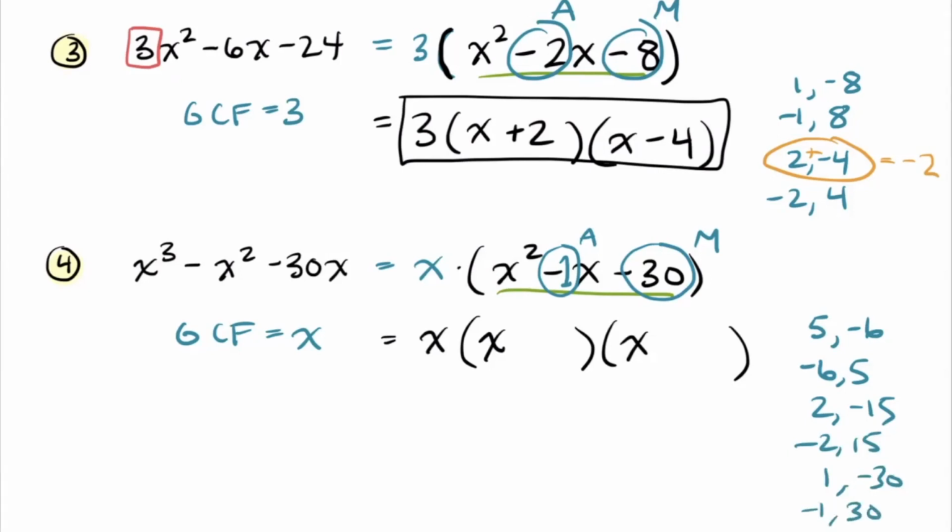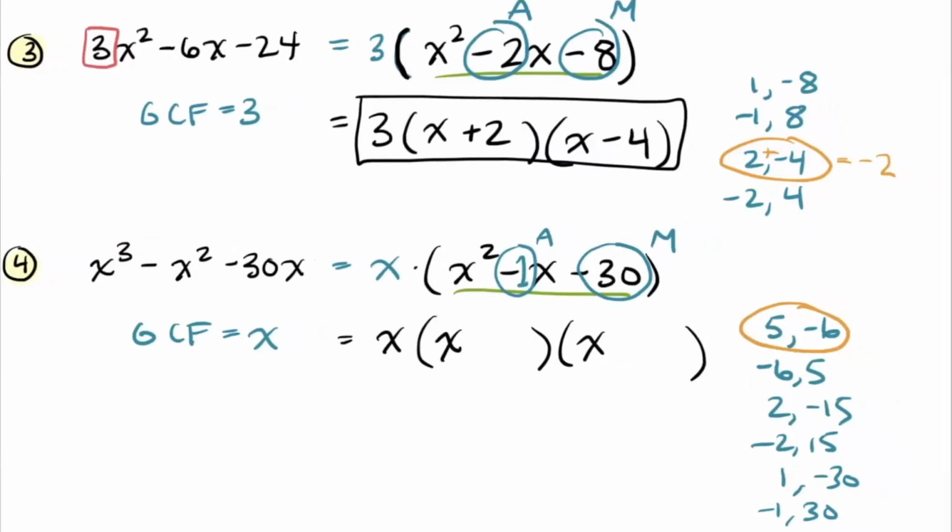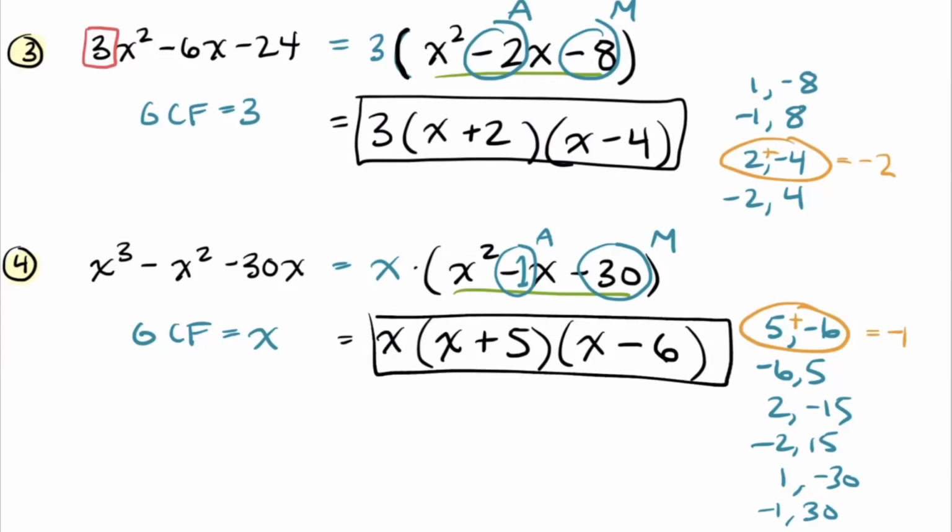I think actually the first one I wrote here, right, you add these up, 5 and -6, these add to -1. So those are the numbers that we're looking for. So we've got +5, -6. And this is our factorization of that.